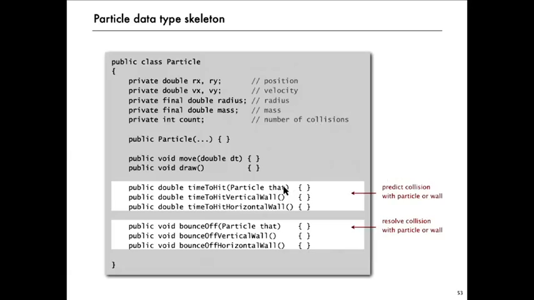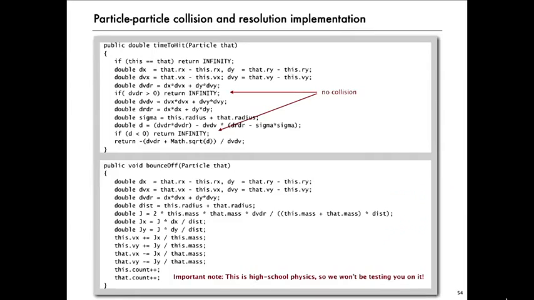So we're going to need a bunch of procedures which do the prediction and the collision resolution. Given a particle, what's the time till we hit that particle? What's the time till we hit a vertical or horizontal wall? And the same thing if we're at the point where we're hitting a particle, what do we do? Same with vertical and horizontal wall. So that's the skeleton. We need those procedures that implement those physics rules for every particle.